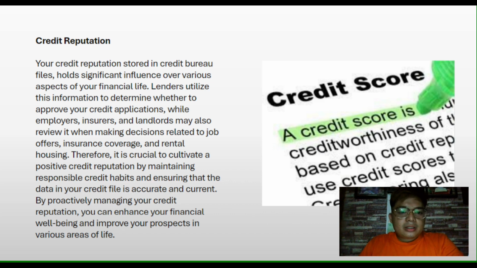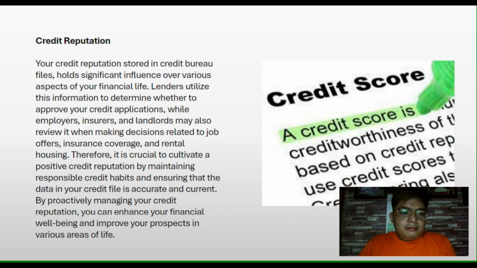This involves practicing responsible credit management, such as making timely payments, keeping credit card balances low, and avoiding excessive debt accumulation. Regularly reviewing your credit reports for accuracy and addressing any discrepancies promptly is also crucial to ensure that your credit file reflects your true financial standing.